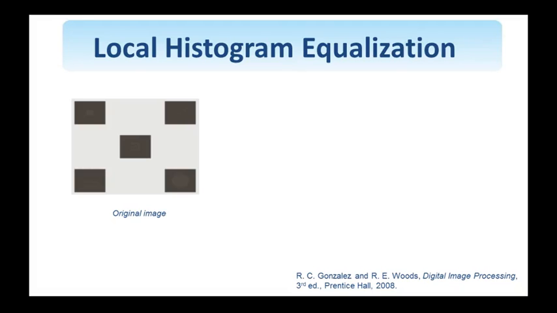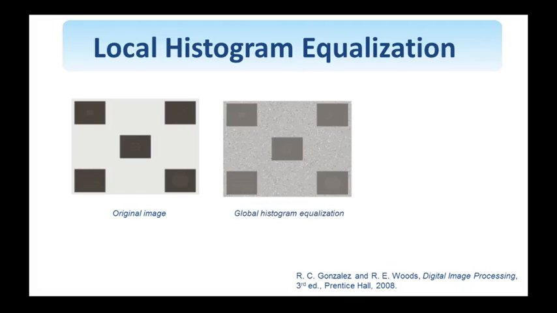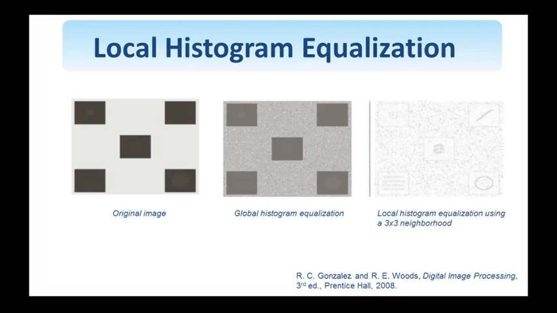There are instances in which it's desired to enhance the details of an image over a small neighborhood. In that case, we can adapt the global histogram equalization that we described previously to a local version of it. As an example, here is the original image, and here is the image with its histogram equalized, the global histogram equalization we've been describing so far. In this particular case, it's not clear if something has been gained by equalizing the histogram of this image. If, however, we now equalize the histogram locally, we obtain an image like this.